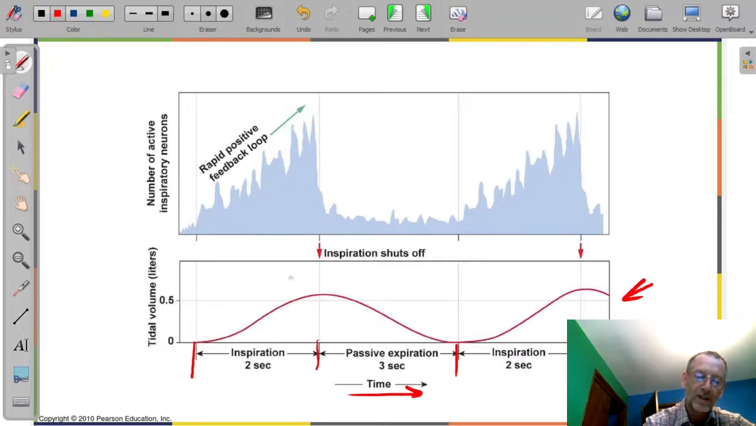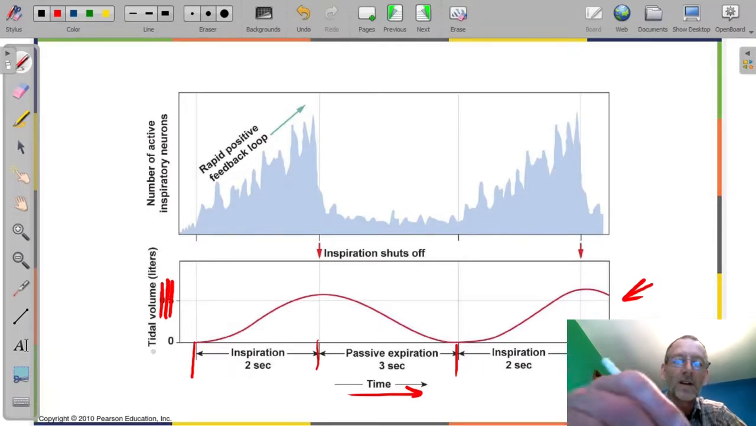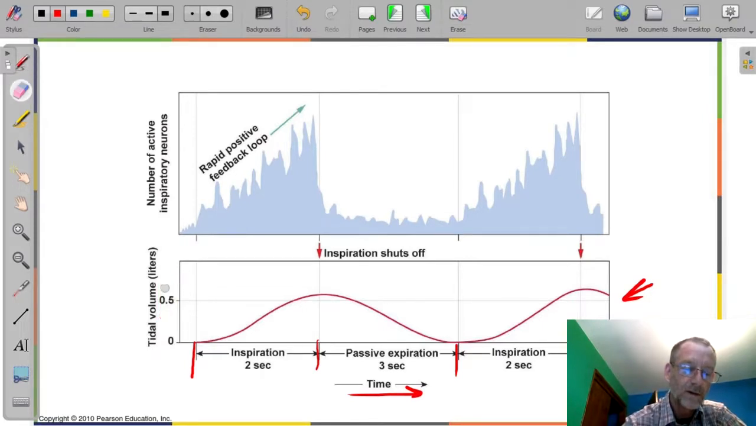What's the vertical axis? Well, it's just the volume of air that's moved in the lungs, and this is the tidal volume. So, I just erased all the numbers. That wasn't helpful.